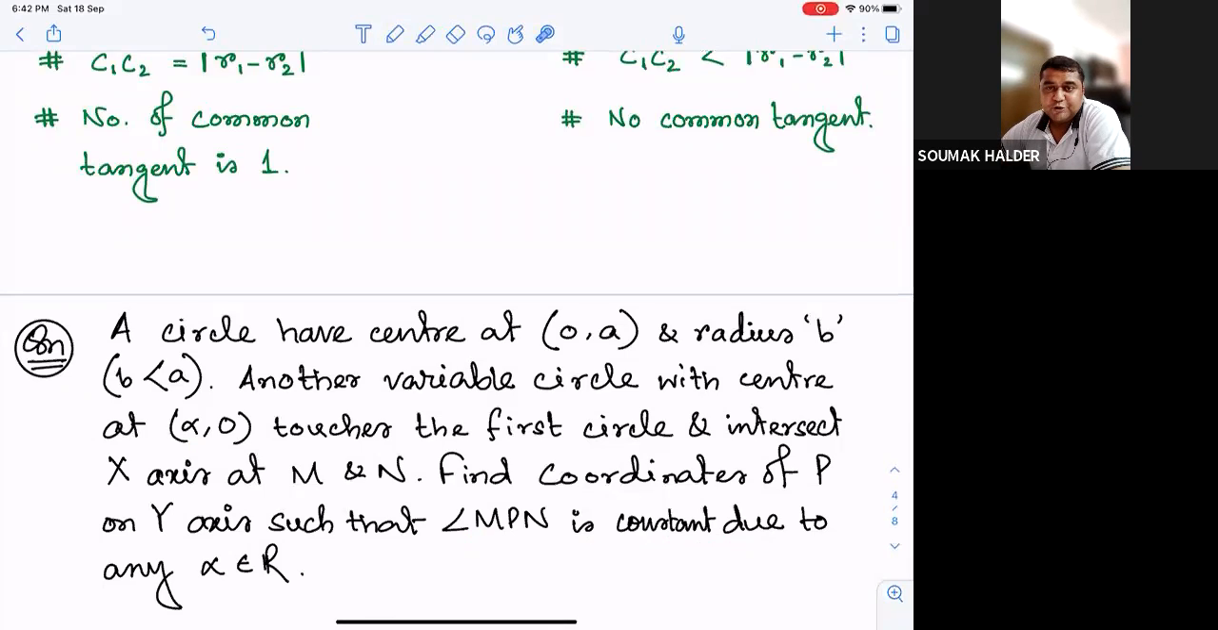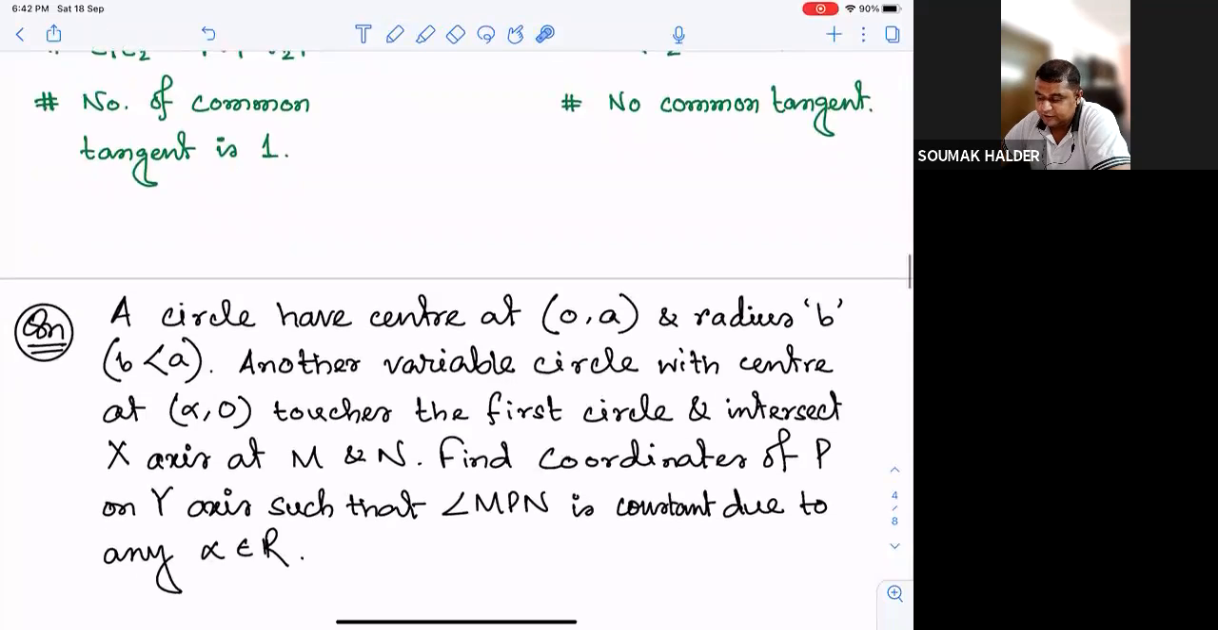So keeping its positioning and type of positioning fixed, like the center is on the x-axis, if we keep on varying the size of the circle, in that case we must have angle MPN constant due to all such variation. So what we have firstly considered is that these circles are touching each other, but we don't know whether they touch internally or externally.